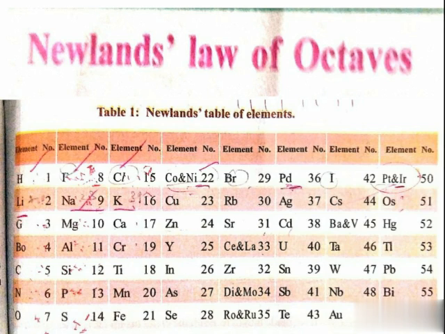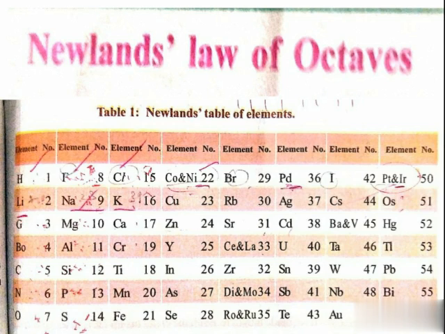Now once again count from fluorine. Fluorine 1, sodium 2, magnesium 3, aluminum 4, silicon 5, phosphorus 6, sulfur 7, chlorine 8. From fluorine to chlorine, fluorine is the first element and chlorine is the eighth element. Yes or no? The properties of hydrogen, fluorine and chlorine are similar.